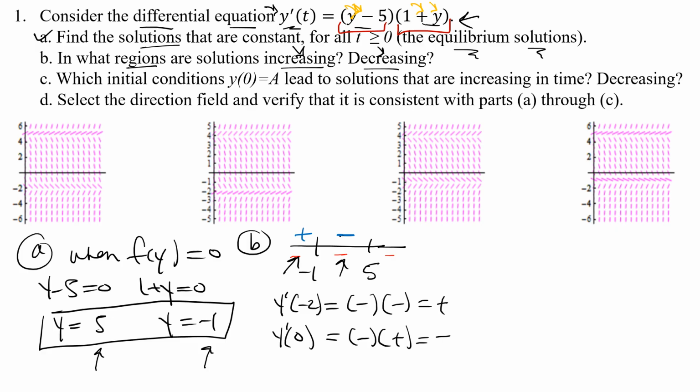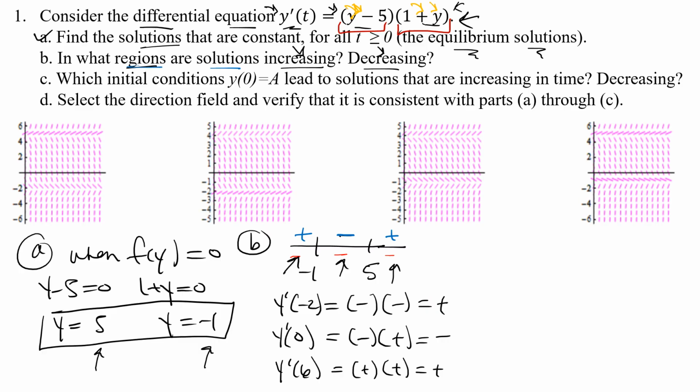Now pick something bigger than 5. Let's just pick 6. Again, plug it into your factors. Plug in a 6 there, that's going to be a positive number. Plug in a 6 there, that's going to be a positive number. Multiply those together and we'll get a positive. That is telling us what's happening with our region.